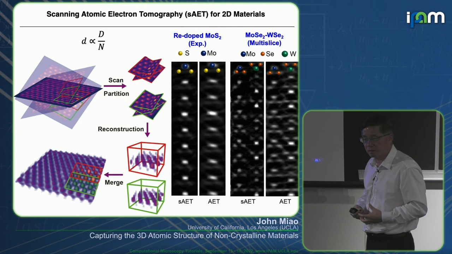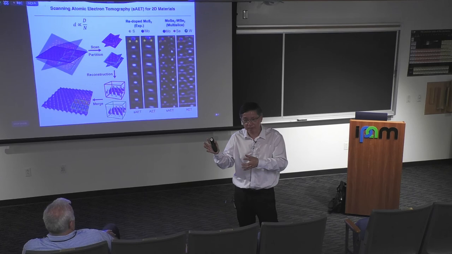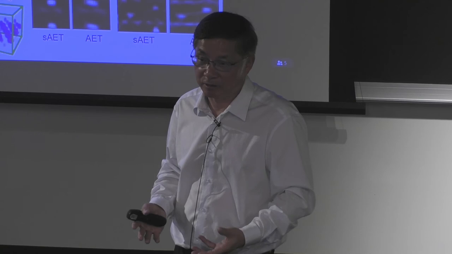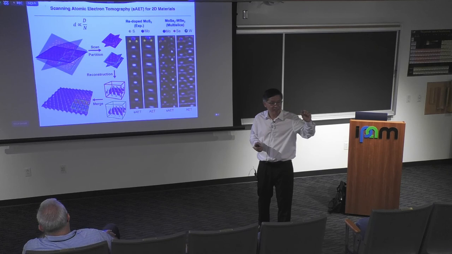And it turns out for tomography, it's very interesting. If you do a CT scan of an adult and a child with the same projections, which one can get a better resolution? Of course the child, because the child's body is smaller. So the resolution should be related to the size. In our case, because the 2D material is so thin, we can use small reconstructions and patch them together. That's our basic, very simple idea.